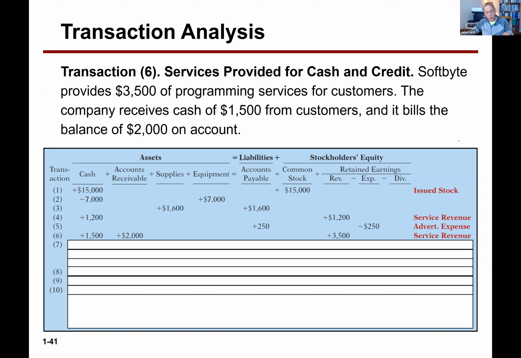So I take the 3,500 revenue. I take the 1,500 that I have of cash, and I put that I'm going to get cash at 2,000. One way or another, I'm going to get that cash. Does that answer your question?